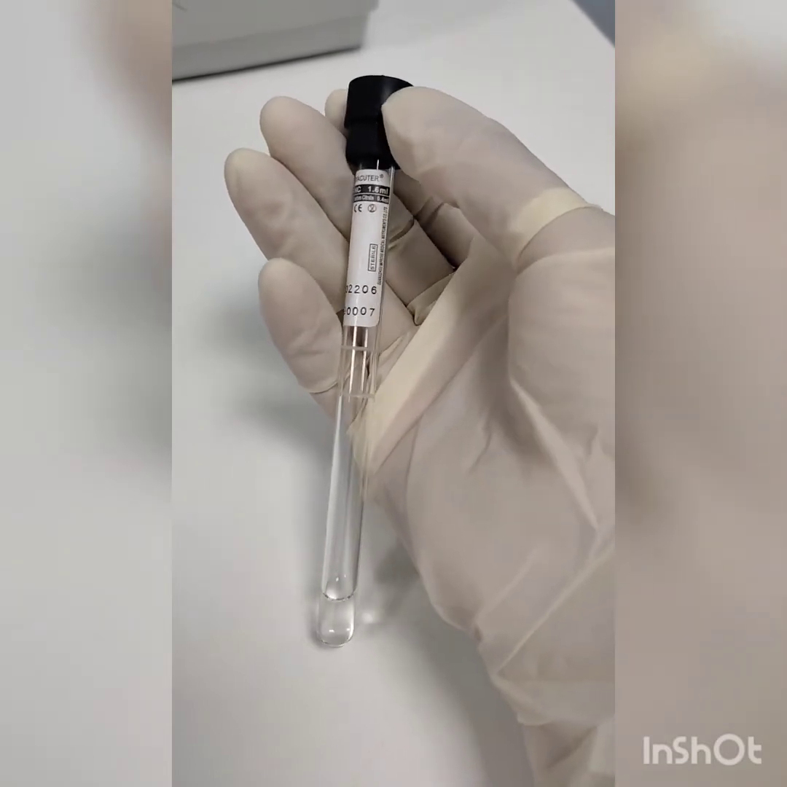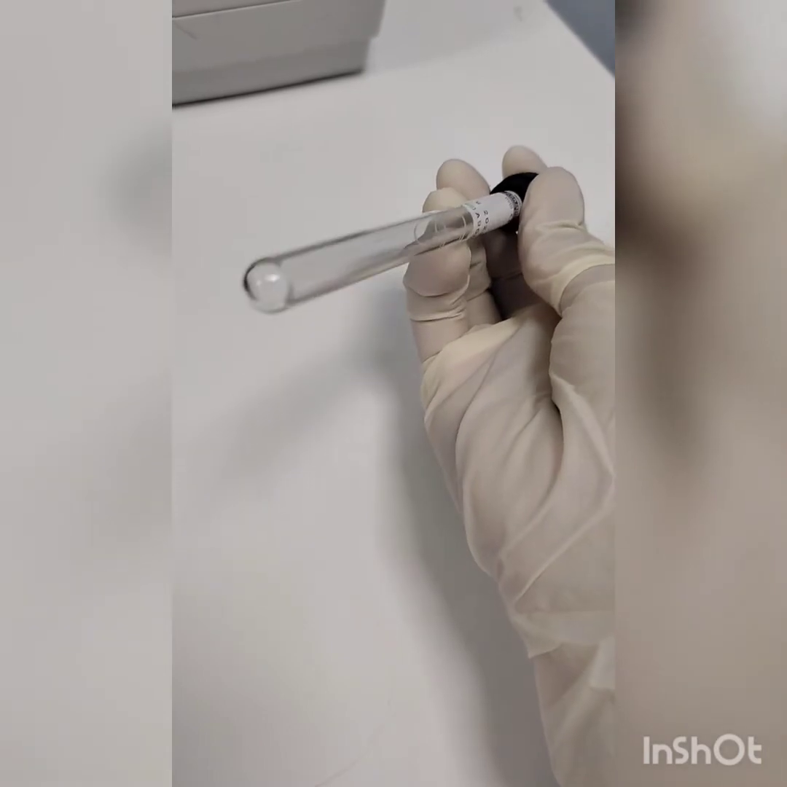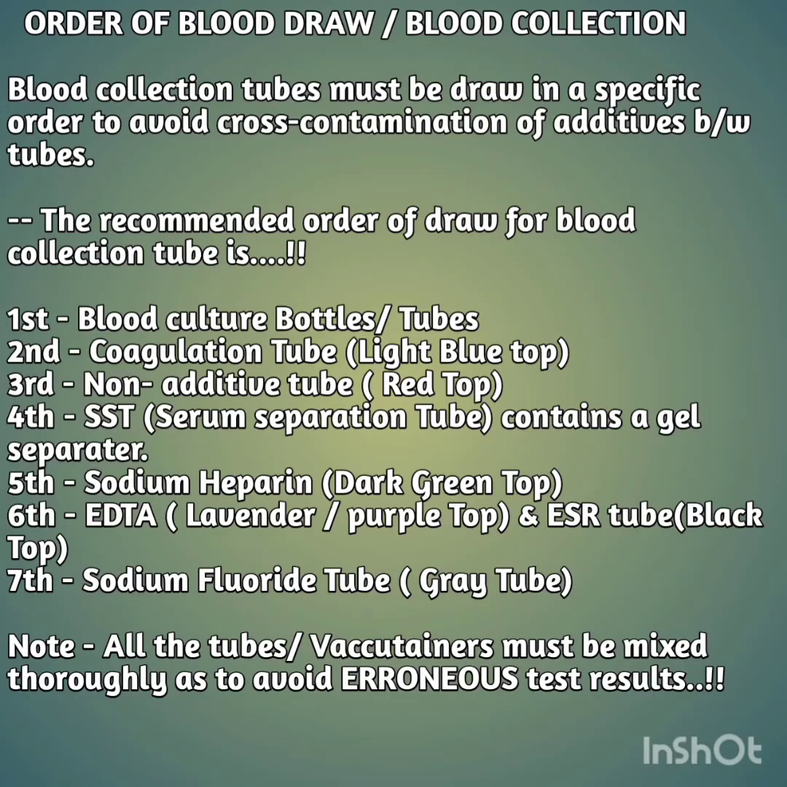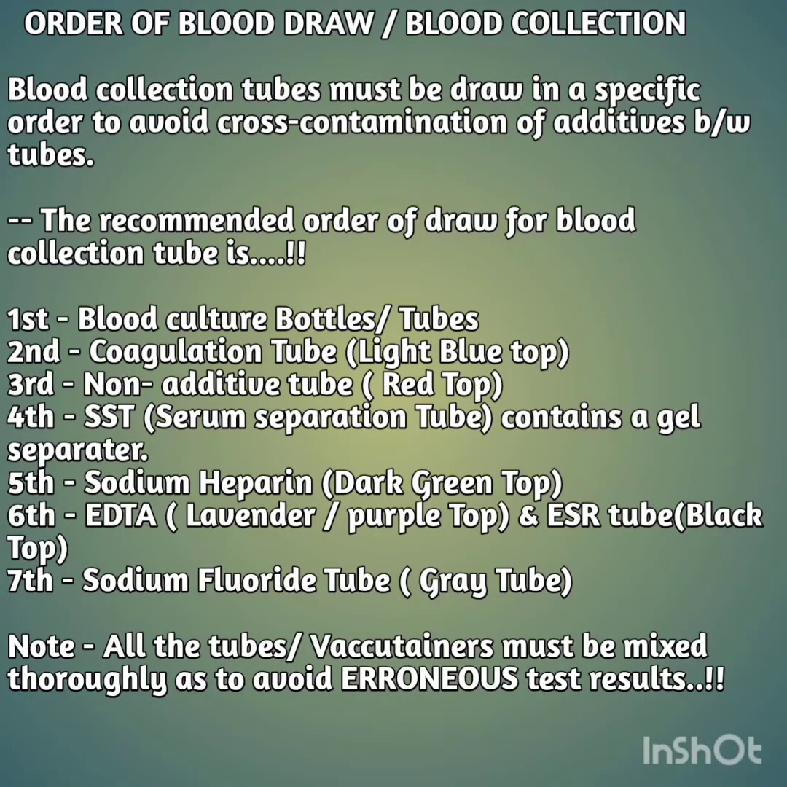Some will be collected in vacutainers, and some labs collect in a Westergren glass tube. And the seventh one is the sodium fluoride tube, that is the gray tube, which we usually use to collect the sugar samples. So these are the sequence of different types of vacutainers we use in the blood draw. One important thing to remember is that all the tubes or vacutainers must be mixed thoroughly to avoid erroneous test results.